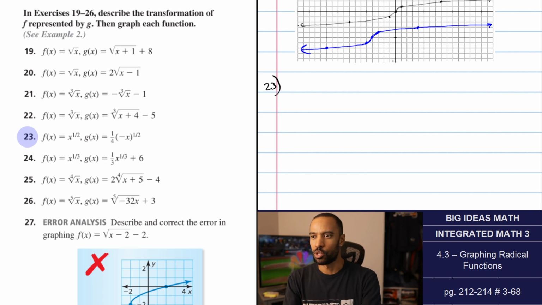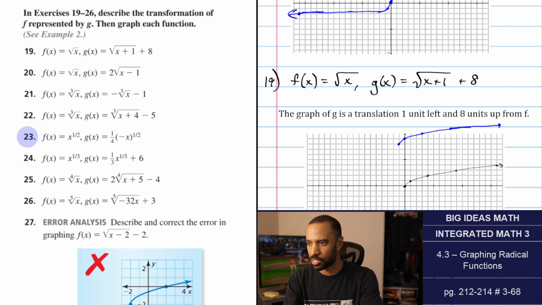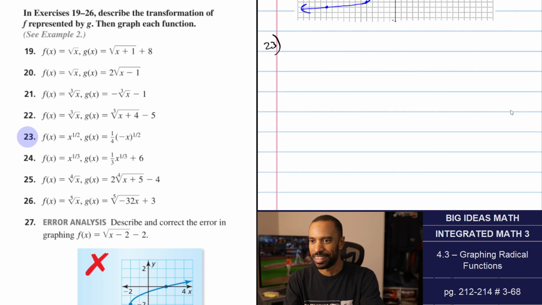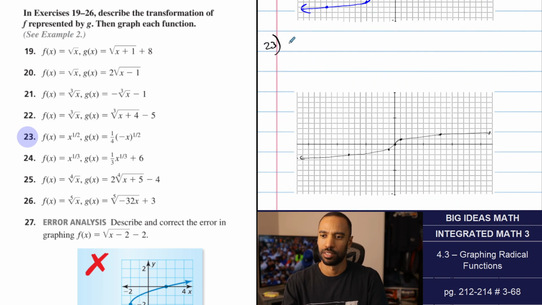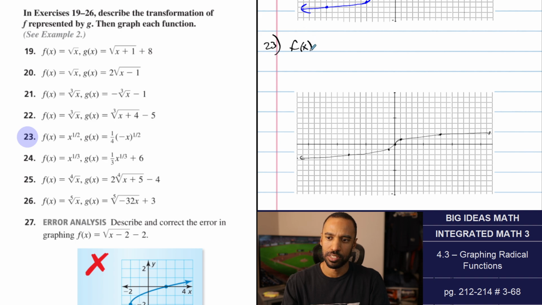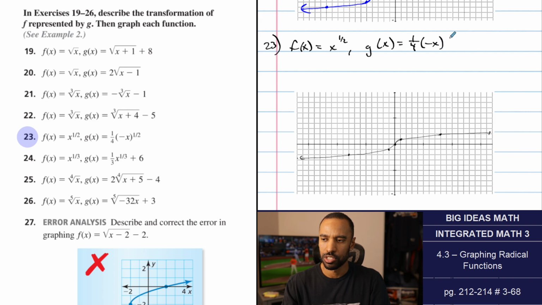F of x equals x to the 1/2. We know that means the square root of x. Let me copy over that graph because I didn't from the previous page. So I need to get my original parent function for that one. I need this guy right here. So f of x equals x to the 1/2 power. G of x equals 1/4 times -x to the 1/2 power.